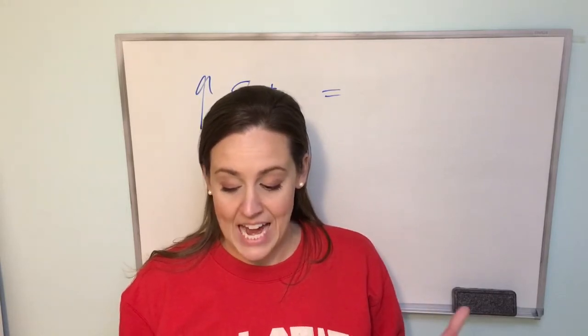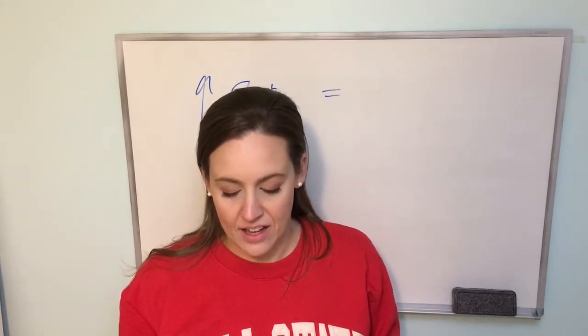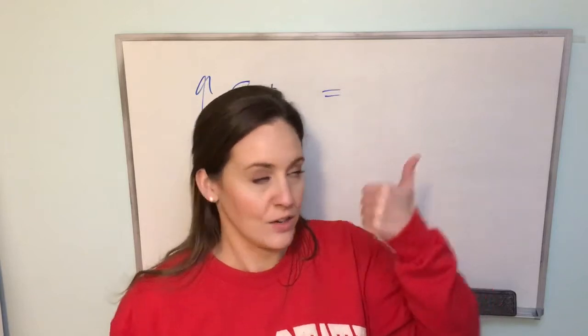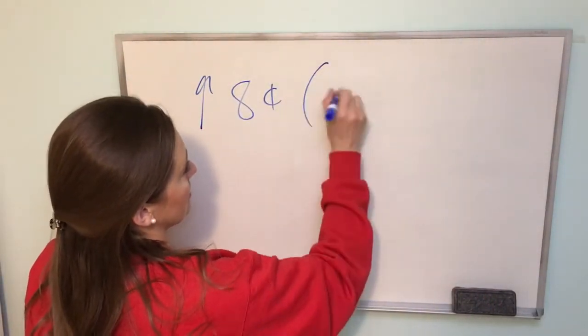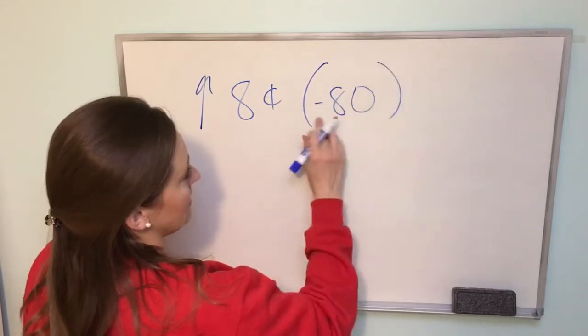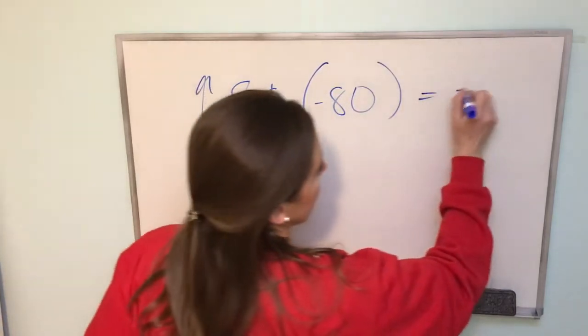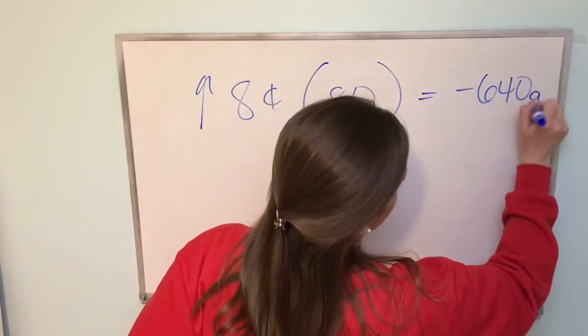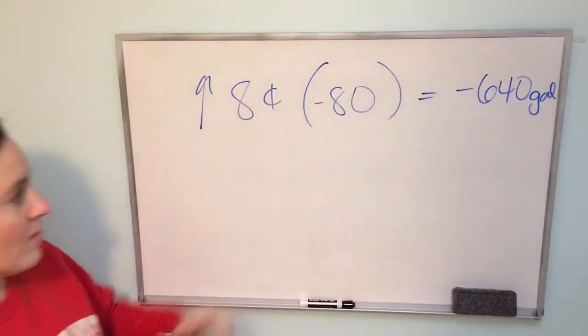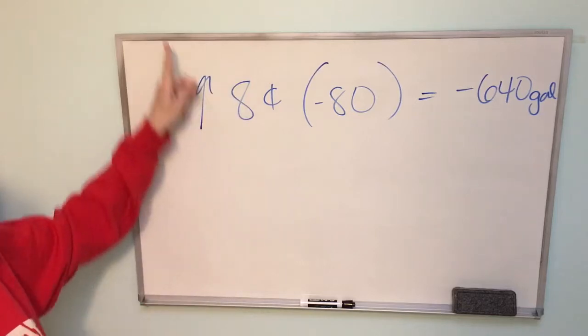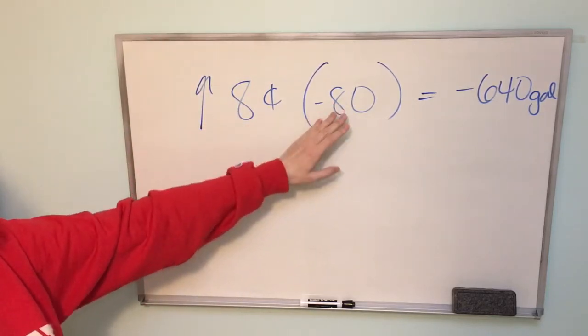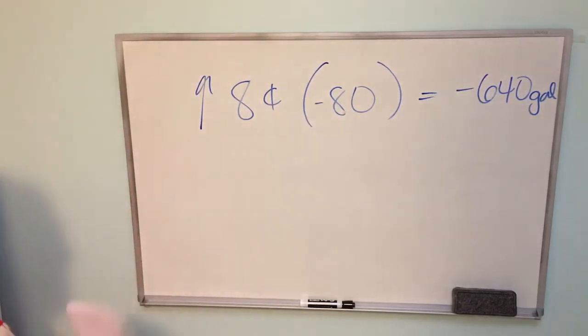So if the price goes up 8 cents, how much more or less will she sell? Well, she sells 80 fewer gallons for every cent it goes up. So if it goes up 8 cents, I'm going to multiply that times negative 80, right? And I'll get negative 640 gallons, right? Negative 80 because it'll decrease. The amount of gallons will decrease as the price goes up.